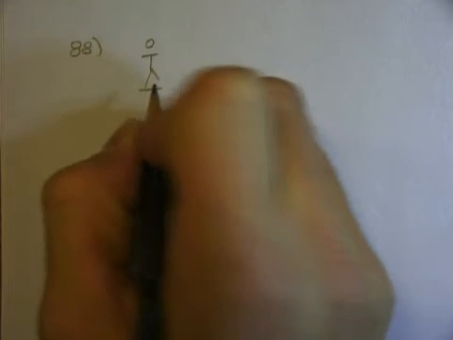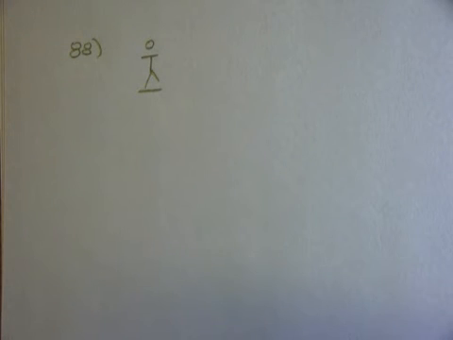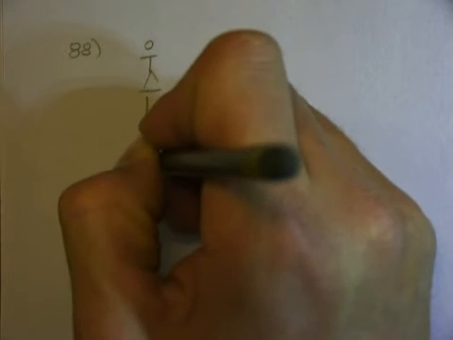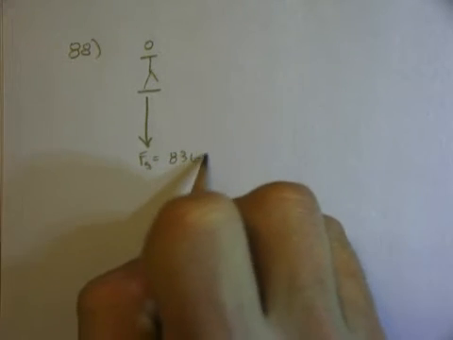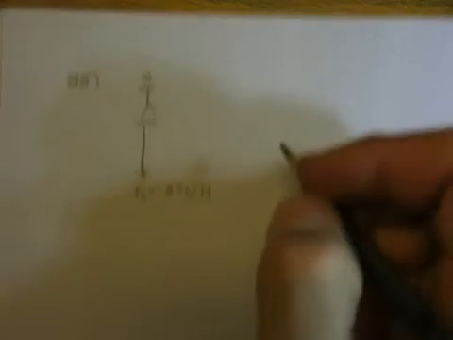Alright, number 88 says you got a student that's standing on a bathroom scale. So here's my student on a bathroom scale. And the scale reads 836, so that's their weight. That's nice. They're telling me right off that the scale is reading 836 newtons.